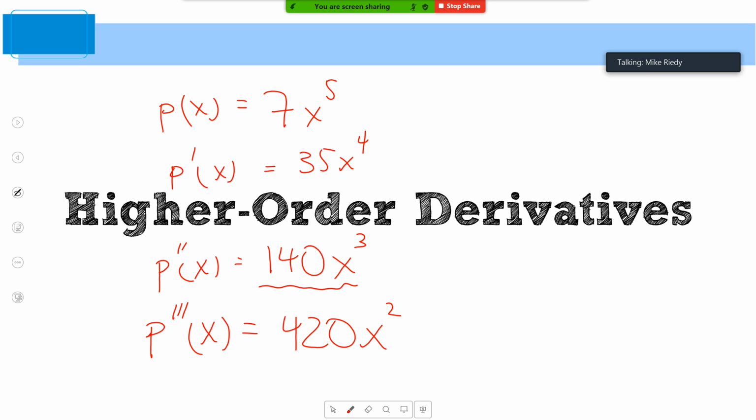I started with a quintic, a fifth-degree polynomial. Take the derivative, I end up with a quartic. Take the derivative of a quartic, I get a cubic. Cubic goes to quadratic. Quadratic goes to linear. Linear goes to constant. Constant goes to 0. Polynomials, if you take the derivative long enough, you will eventually get to 0. That's all higher order derivatives are.